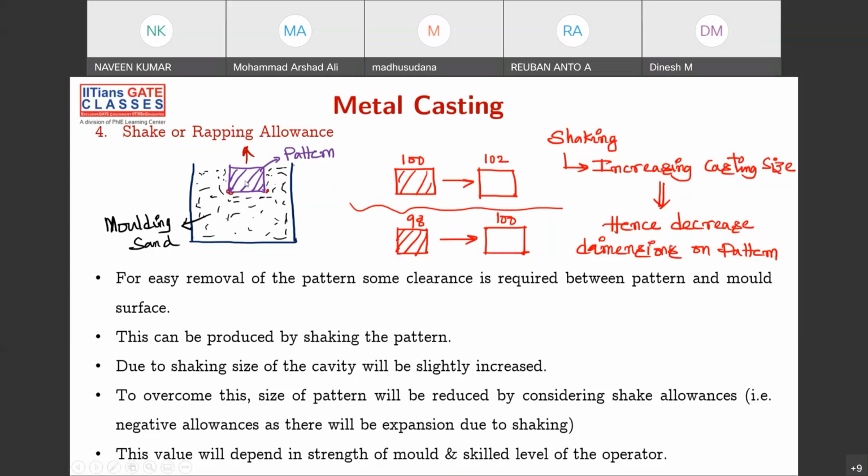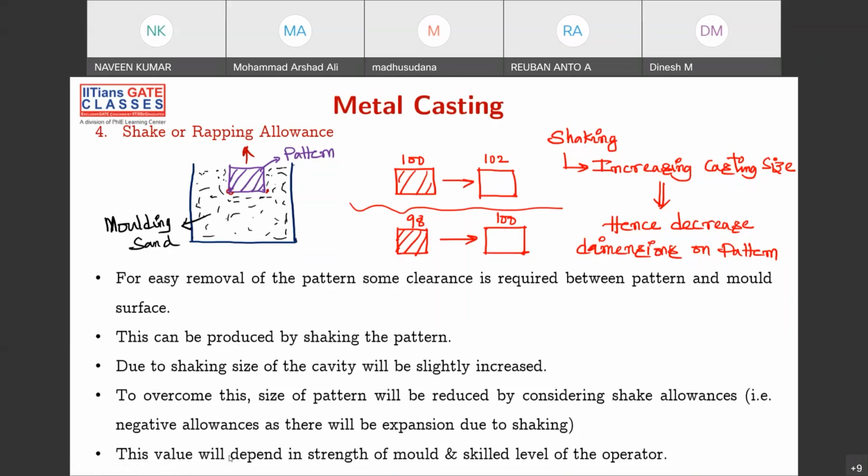Okay, this shaking allowance is applied after molding. Obviously, we have to remove the pattern to pour the liquid, right? So if you want to remove the pattern, you have to shake it. So you are shaking it, removing the pattern, then pouring. Is it okay, Naveen? Yeah, good. Fine.